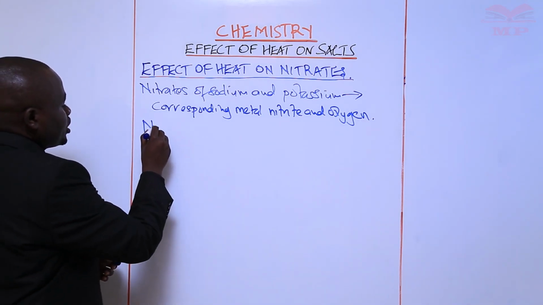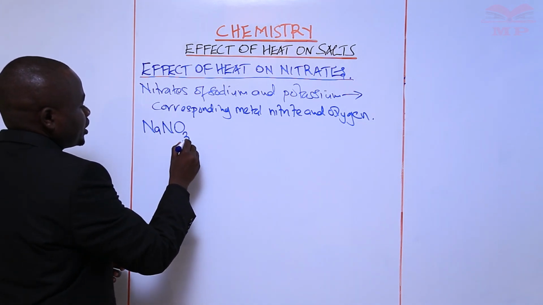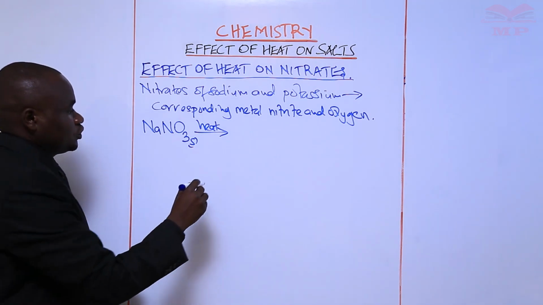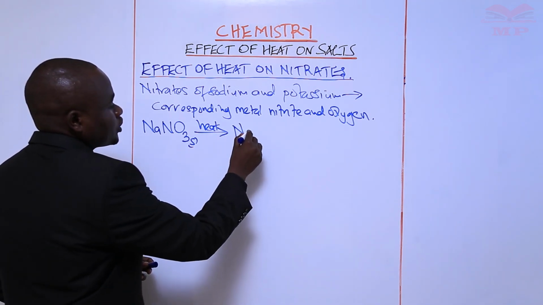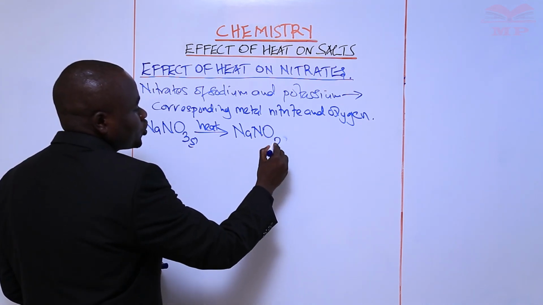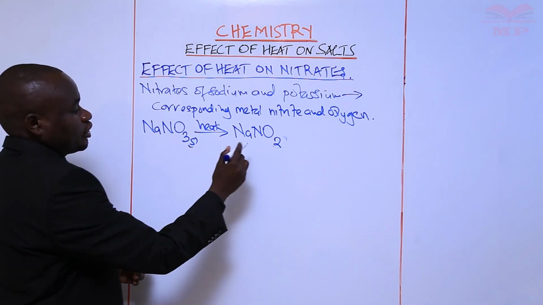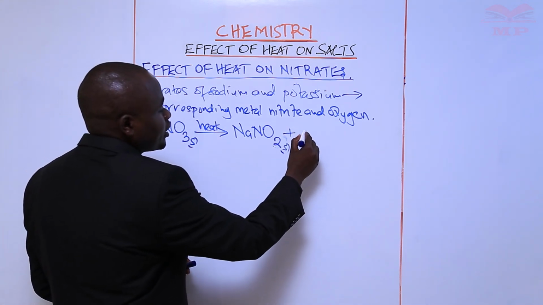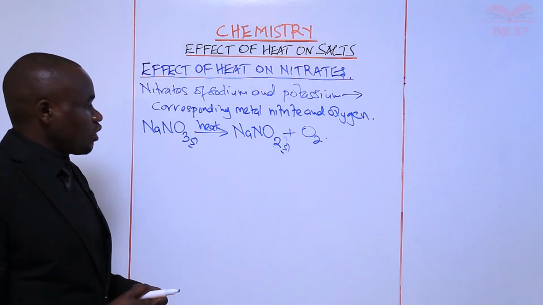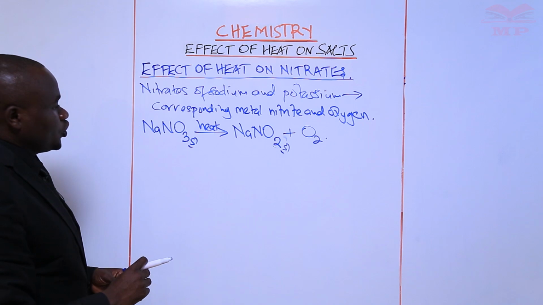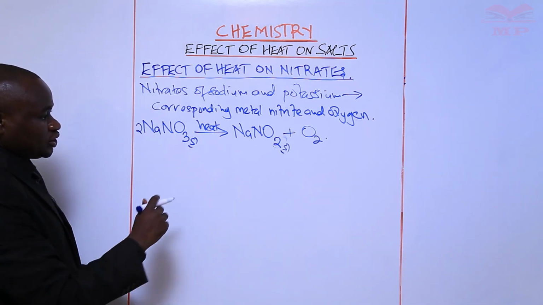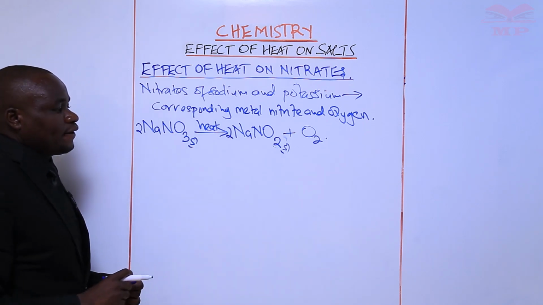So sodium nitrate, solid, you heat. When you heat sodium nitrate, you'll get two products: sodium nitrite, and oxygen gas. Nitrite has an NO2, but a nitrate has an NO3. Don't forget, anytime you write an equation, you should balance. So we balance by putting 2 on sodium nitrate as well as 2 on sodium nitrite.